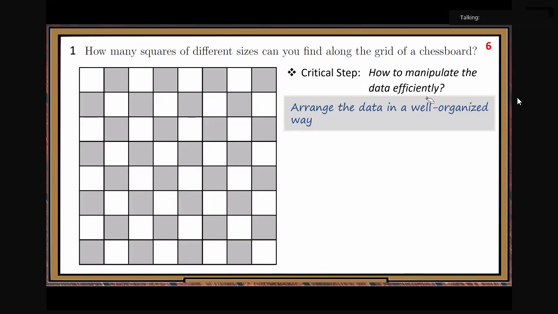If you do not organize it well, it's pretty messy, then when you do the counting, you get lost. How do you keep track of your data? So you need to find a well-organized way to put your data in different categories. Then you do the counting in each category.